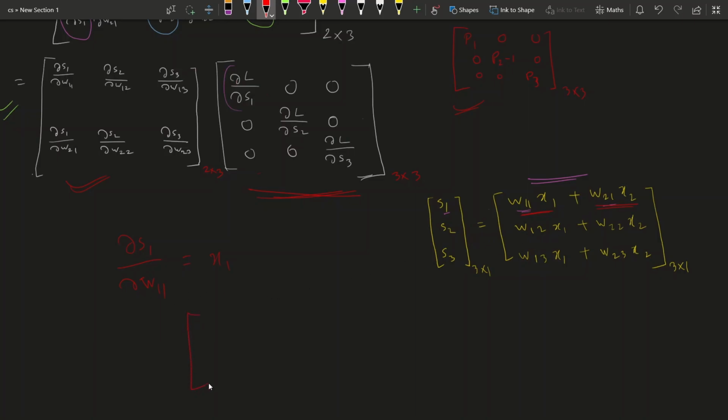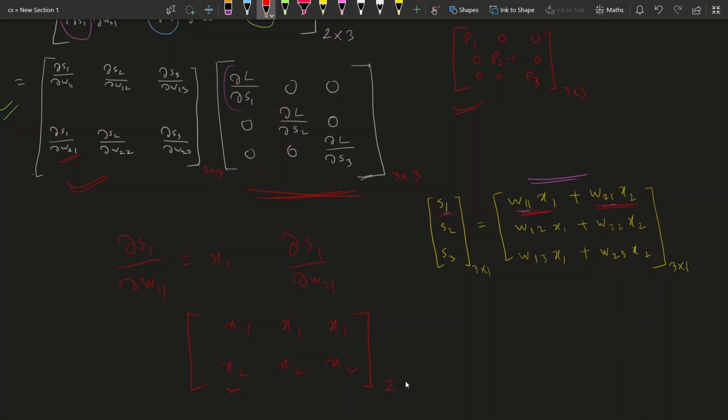So which means you will get a matrix something like this: x1, x1, x1, x2, x2, x2, because of del S1 by del W21. For this one, if we differentiate this entire expression of S1 with W21, this will be treated as constant, and this one, if you differentiate, you will get what? X2. Hence, at this position, you will get X2. Similarly, all the rows will be X2.